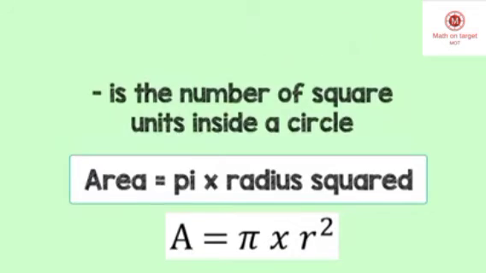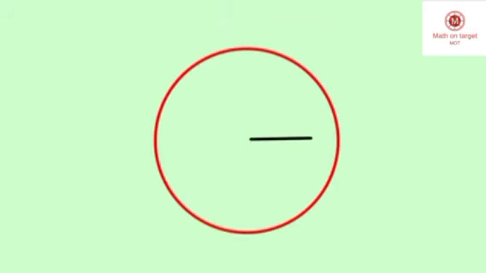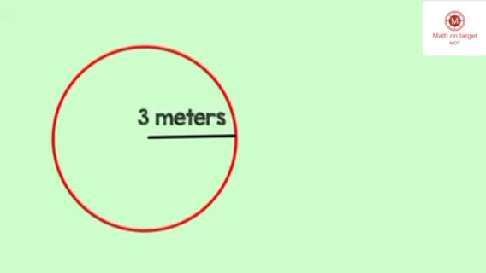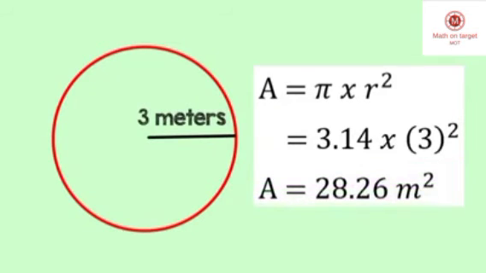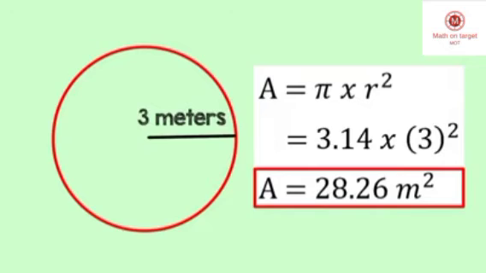So, for example, if you have a circle with a radius of 3 meters, then the equation will become area equals pi times 3 squared. Again, let's use 3.14 as the value of pi. Therefore, the area of the circle is 28.26 square meters.